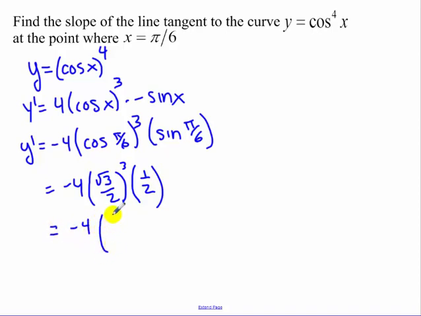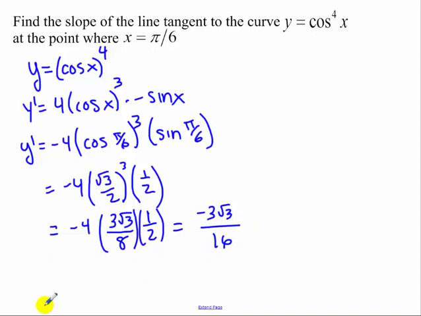Negative 4, 3 root 3 over 8 times 1/2. That's going to simplify to negative 3 root 3 all over 16. Oh, I'm sorry, all over 4. 8 times 2 is 16. I forgot to multiply by the 4 on top, so that becomes a 4 on the bottom.